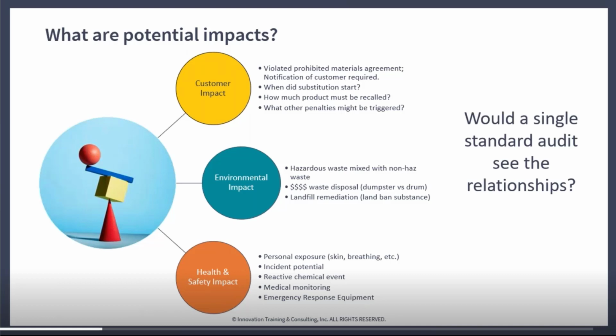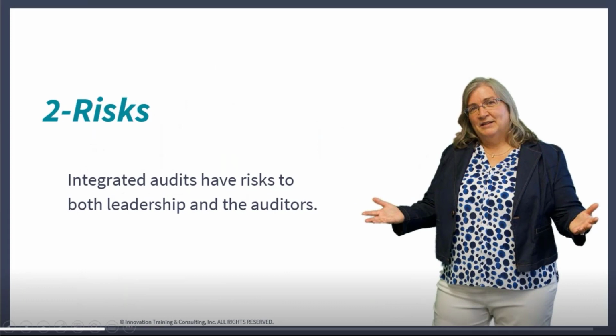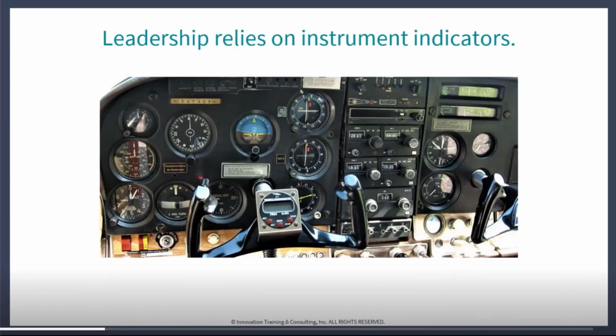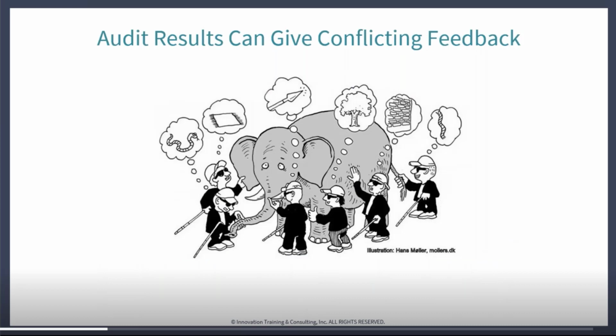So now let's take a look at the risks both to the leadership and to the auditors. Leadership relies on a lot of different indicators to know how to fly the organization, and hopefully your audit results are reliable and it helps them lead. But sometimes if we're doing single standard audits, or we're cutting up the audits into such small scopes, like only an hour audit, because our auditor time is limited, oftentimes we can get very conflicting feedback for the leadership team. But if we do integrated audits, we can help understand there's actually an elephant in this room.